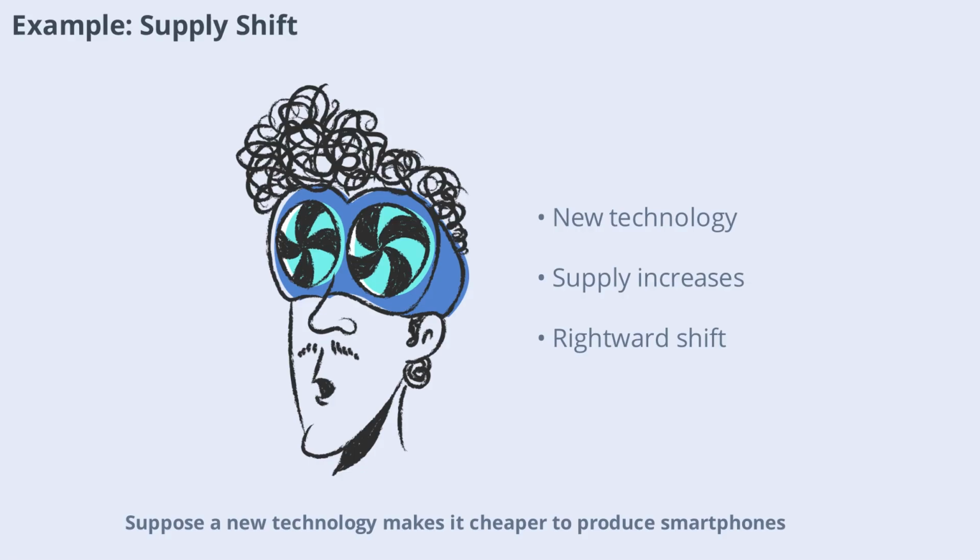Suppose a new technology makes it cheaper to produce smartphones. Even if the price remains unchanged, producers can supply more phones, shifting the supply curve to the right. This often leads to lower prices and greater availability, benefiting consumers.